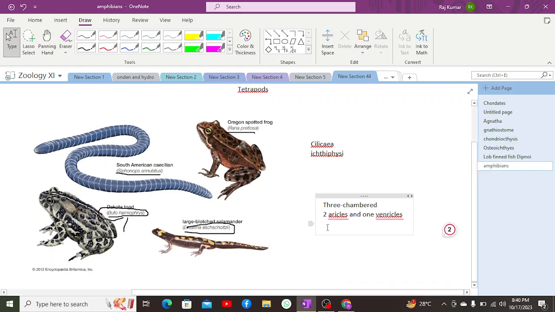Next, their circulatory system is connected with the respiratory system, which means the lungs are connected with it, due to which they also have a double circulatory system, which we are going to discuss further in the next class.